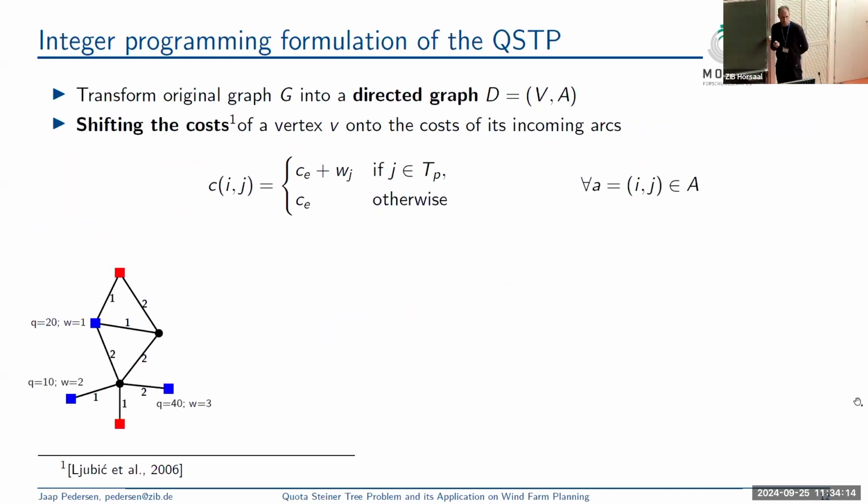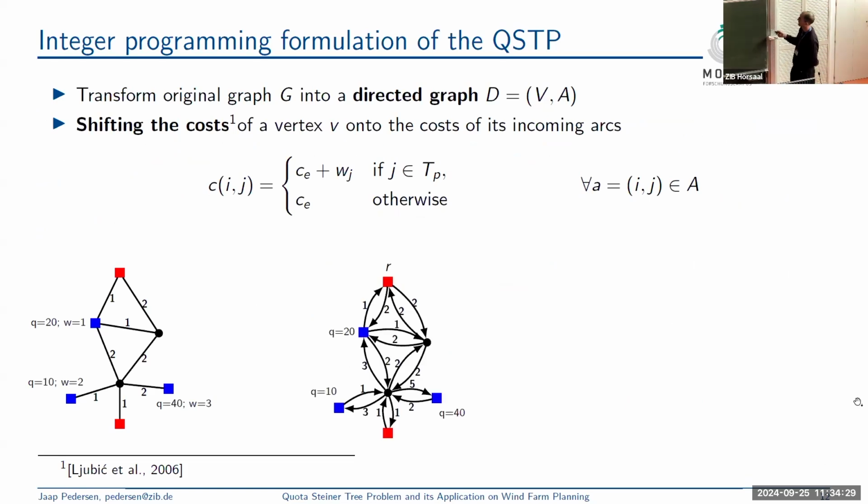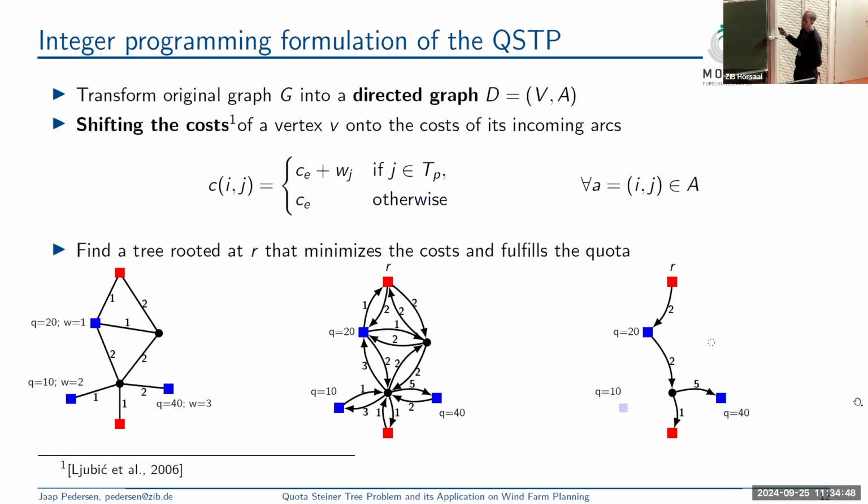Okay, how do we formulate this as an integer program? First, we transform the original graph G into a directed graph and shift the costs of a vertex, this W, onto all incoming edges. This looks like this, right? So we have bidirected arcs in each direction. And then on the incoming edges of a potential terminal, we add the weight of the potential terminal. And then we want to find a tree rooted at some fixed terminal R that minimizes the cost and fulfills the quota, right? So we want a tree rooted at R having directed arcs pointing downwards to connect all fixed terminals and the potential terminals we want to use.